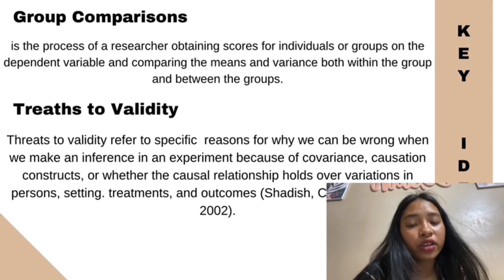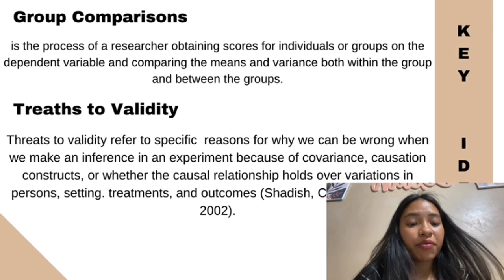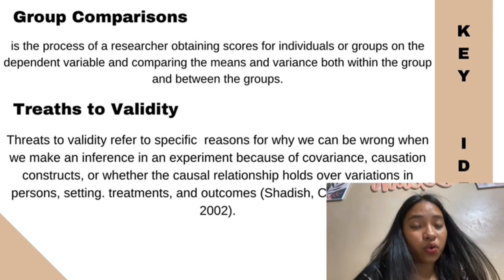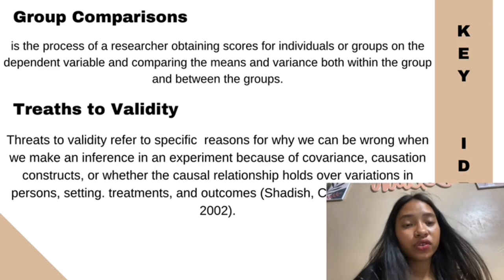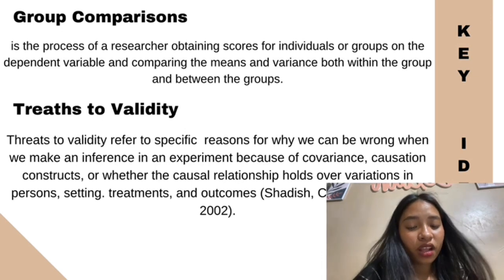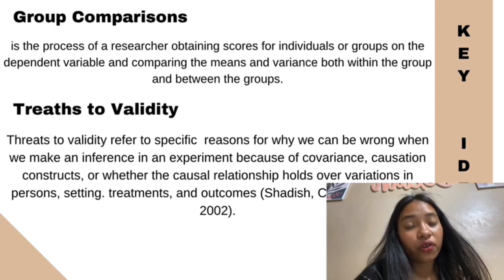So group comparison is the process of a researcher obtaining scores for individuals or groups on the dependent variable and comparing the means and variance both within the group and between the groups. So as it is in the title, group comparison, this is when the researcher obtains the scores of individuals or groups and compares them to the other groups.